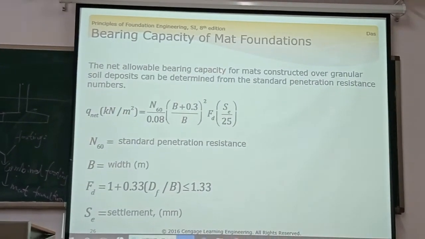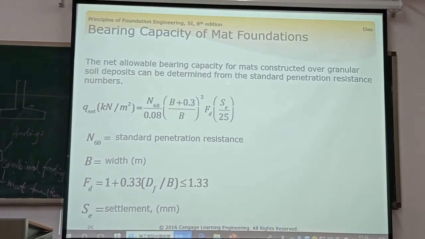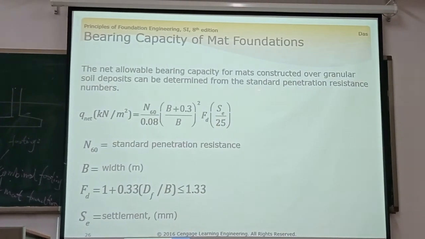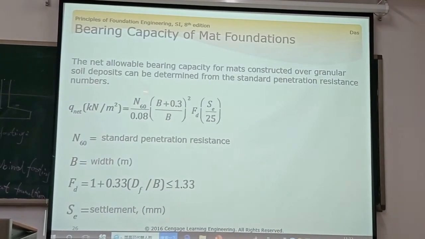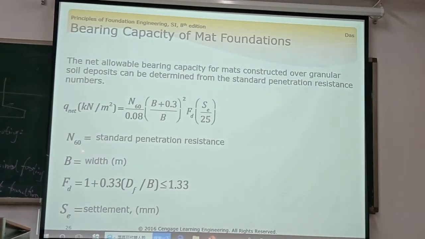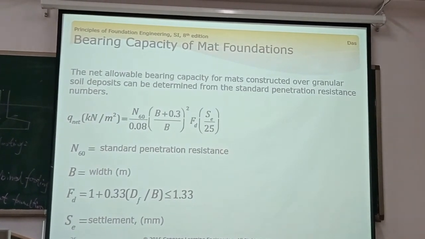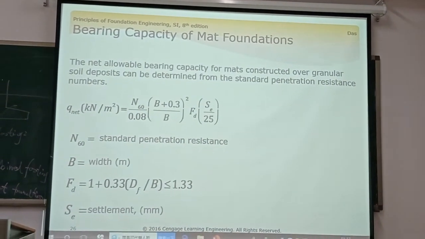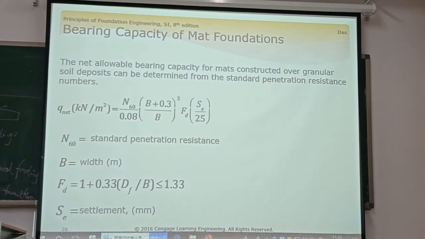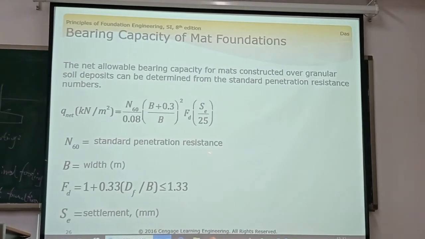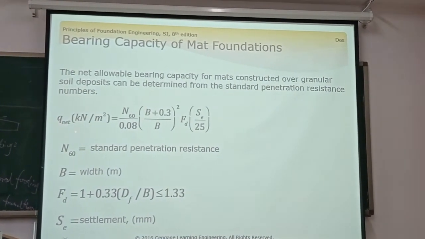The net allowable soil bearing capacity for structures constructed over granular soil can be determined from the standard penetration resistance, using SPT resistance numbers, N60. This N60 is standard penetration resistance. This is an in-situ test. To take this, we can use this formula to calculate the q net directly.